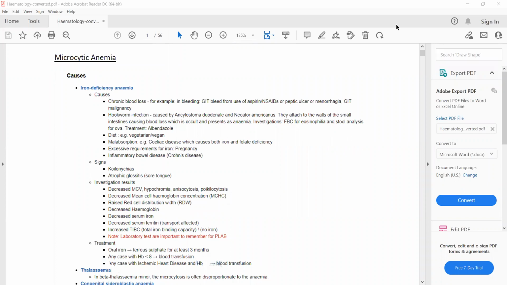Today we'll start hematology, and the first topic in hematology is anemias and its types. So anemias can be divided into three categories depending upon the size of the RBCs or MCV: microcytic anemia, normocytic anemia, and macrocytic anemia. First of all, we will discuss microcytic anemia.